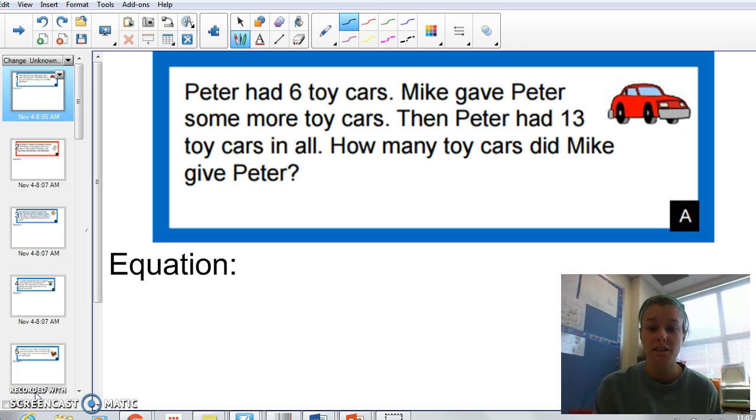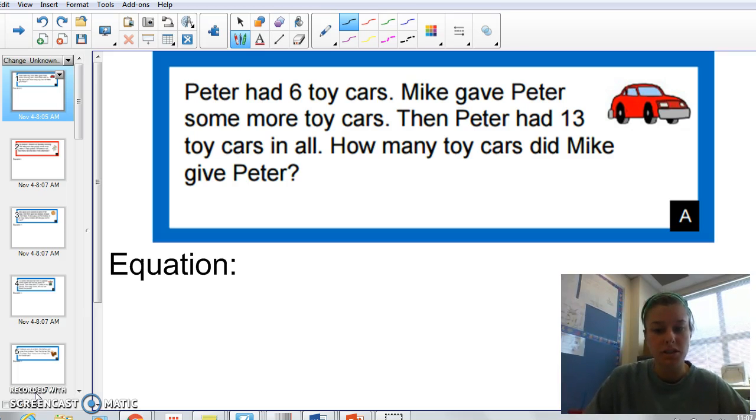It says, Peter had 6 toy cars. Mike gave Peter some more toy cars. Then Peter had 13 toy cars in all. How many toy cars did Mike give Peter? Okay, so we first need to write our equation.